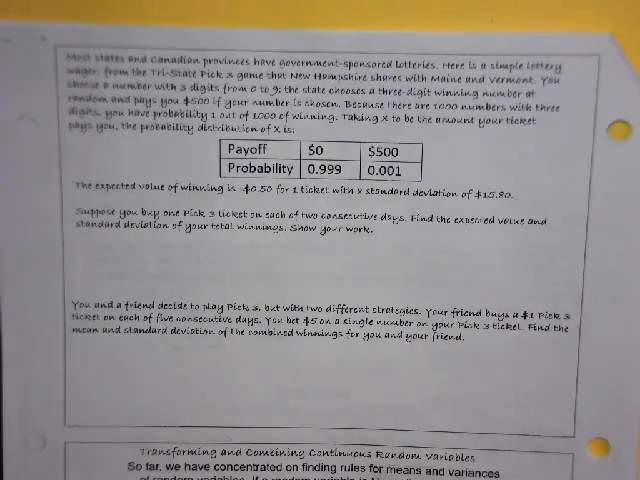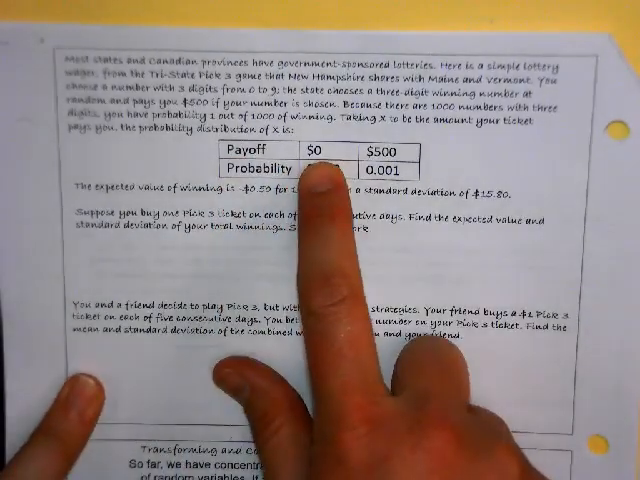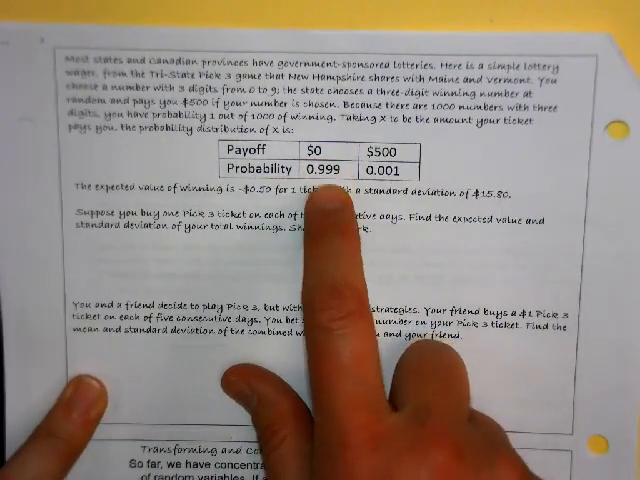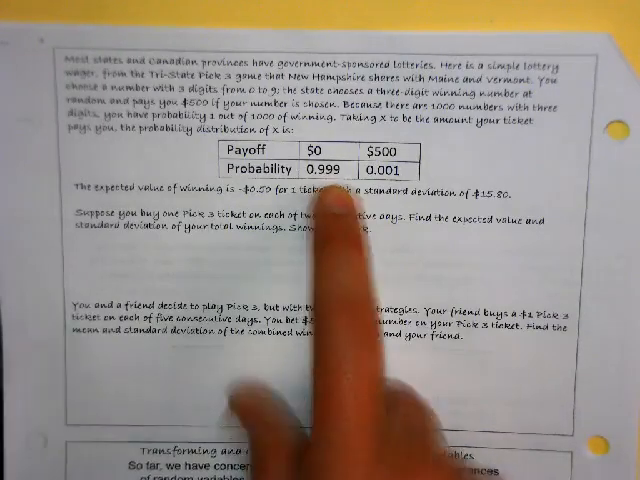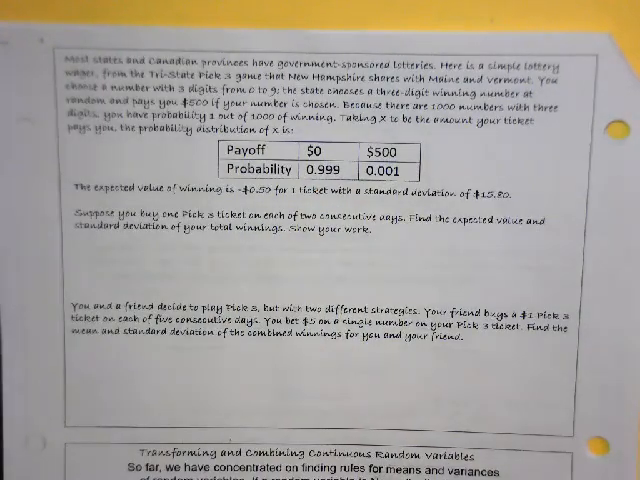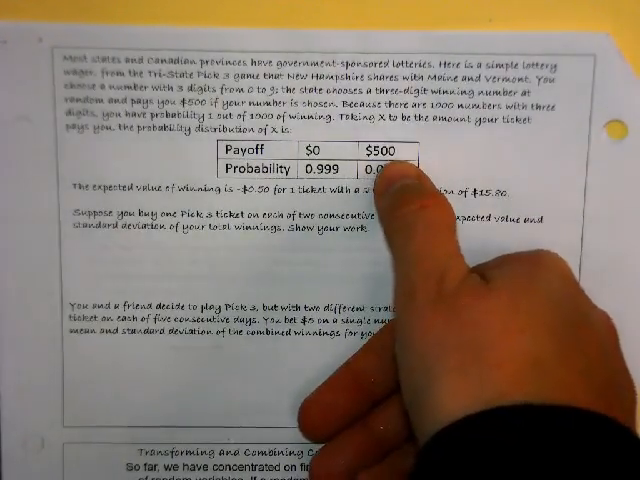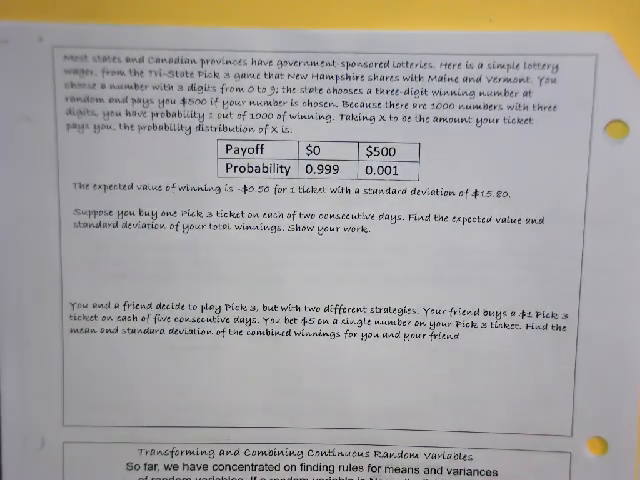Thank you. That's good. So we have the payoff, meaning you win no money. That's going to happen 999 times out of 1,000, which changed to a decimal is 0.999. And then 1 out of 1,000 times you win $500 because you picked the correct 3-digit number.